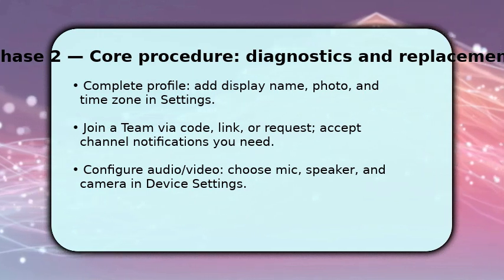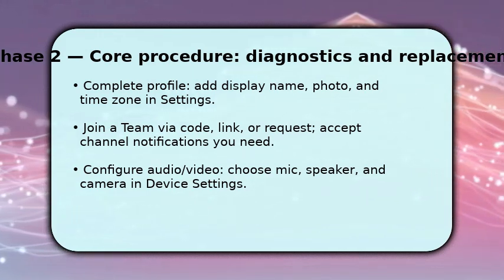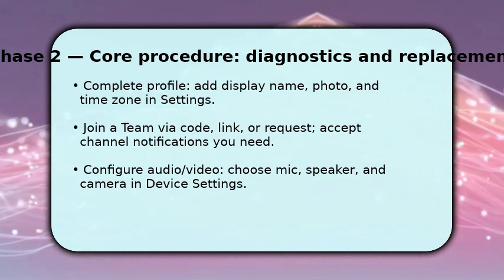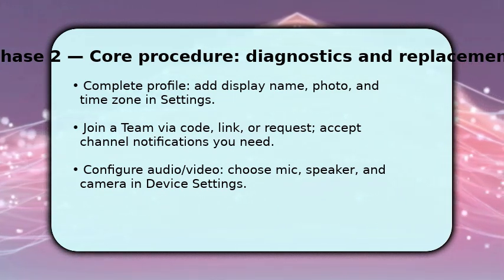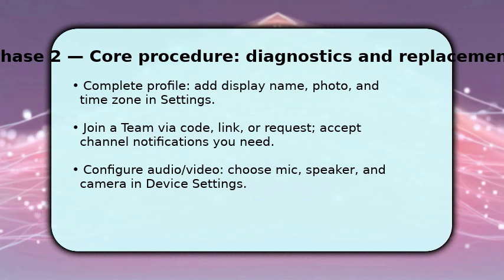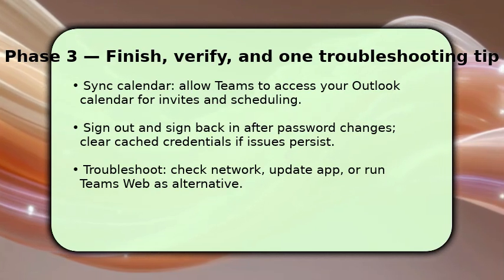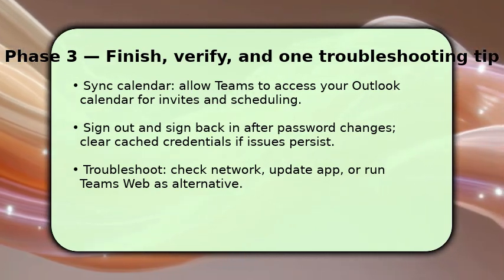For calls and meetings, open device settings and select your preferred microphone, speaker, and camera. Test them with the test call feature. These steps ensure you can collaborate and be heard clearly. Finish by syncing your calendar so meetings and notifications appear in Teams. Grant Outlook access if asked.